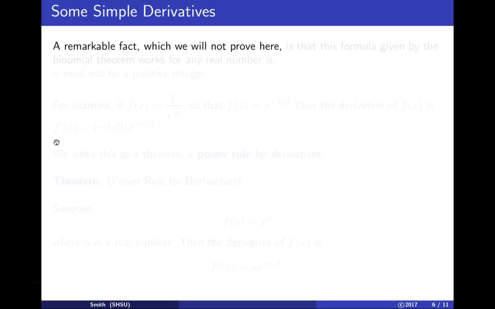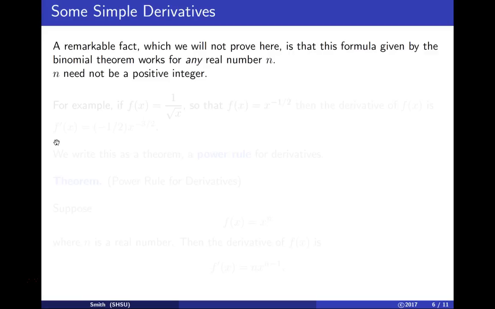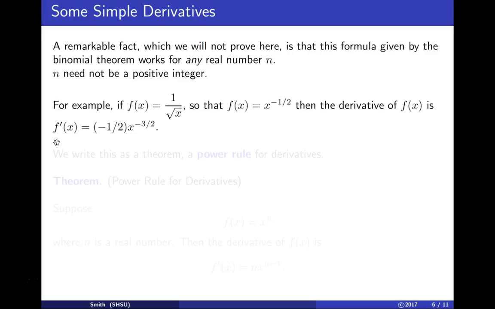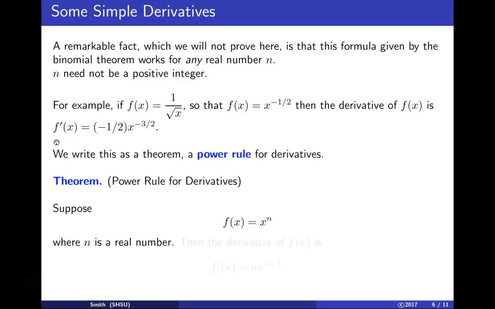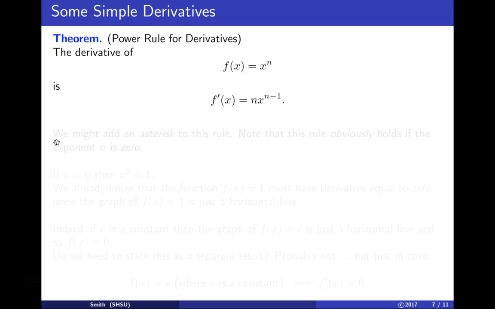A remarkable fact, which we will not prove here, is that this formula given by the binomial theorem works for any real number n. It does not have to be a positive integer. For example, suppose I have 1 divided by the square root of x, so that I can write my function as x to the minus 1/2. The derivative formula still works. I pull down the exponent to get minus 1/2, and then the new exponent is the old one with 1 taken away. So the new exponent is minus 3/2. So the derivative of x to the minus 1/2 is minus 1/2 times x to the minus 3/2. We can write this as a theorem, a power rule for derivatives. Suppose you give me a function x to the n, the derivative will be n x to the n minus 1. So again, here's the power rule.